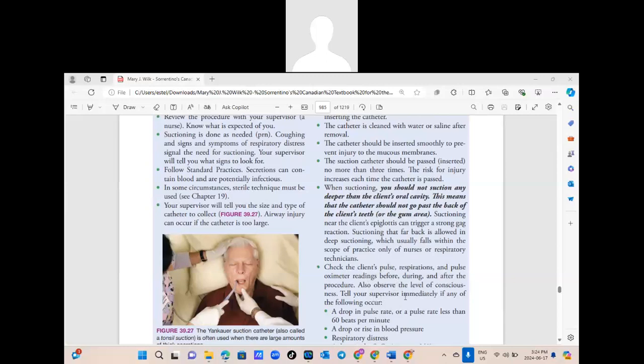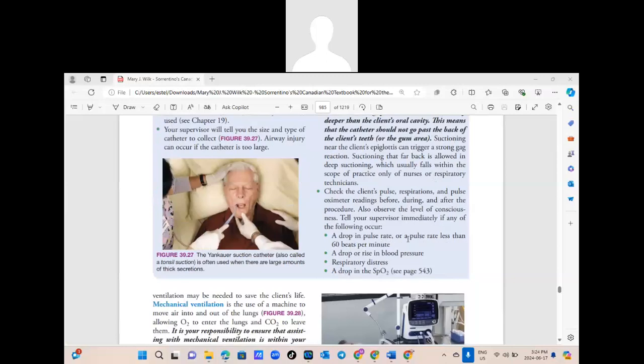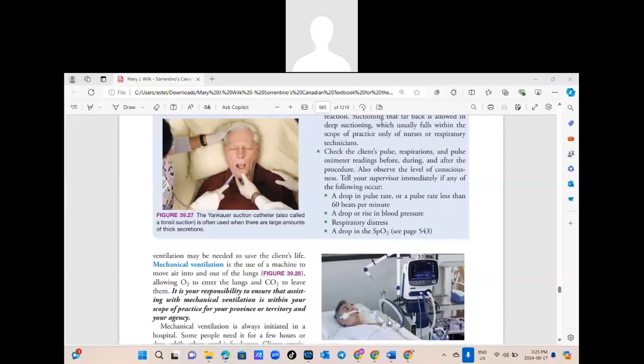Also observe the level of consciousness. Tell your supervisor immediately if any of the following occur. A drop in pulse rate. Again, normal is 60 to 100, so this means less than 60 beats per minute. A drop or rise in blood pressure. Respiratory distress, okay, and a drop in the oxygen level, okay, O2 sat.